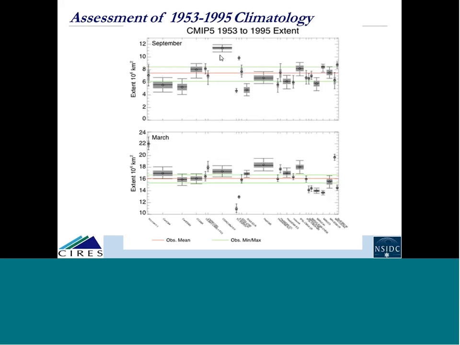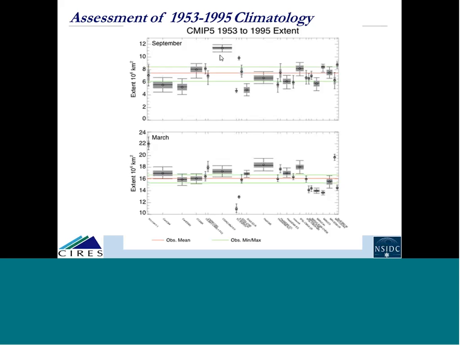There are some models which certainly are biased low, but they still tend to crop into the observed maximum and minimum range. So we can't dismiss them completely as being bad models, because they to some extent manage to capture the observed sea ice extent.